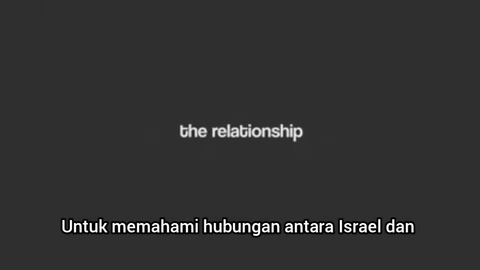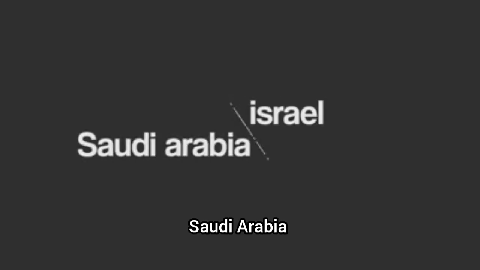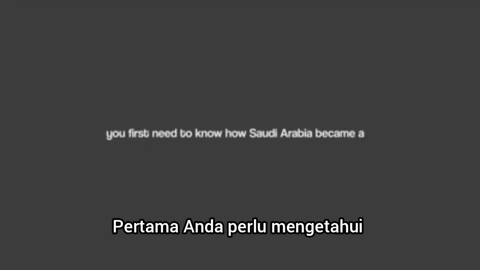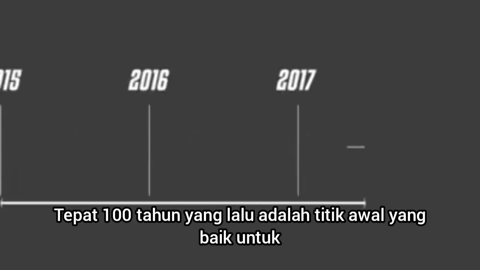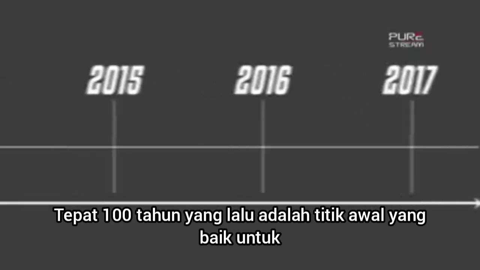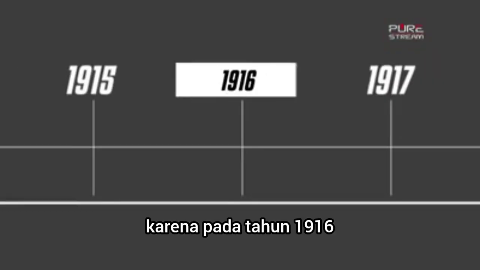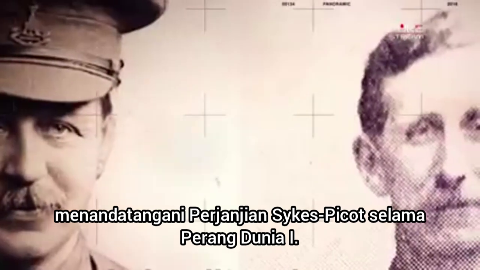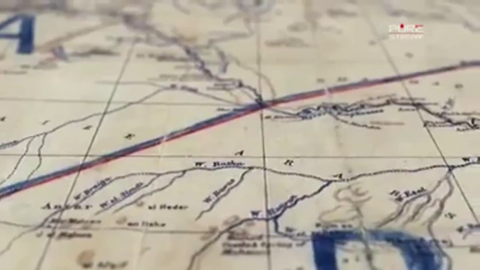To understand the relationship between Israel and Saudi Arabia, you first need to know how Saudi Arabia became a country. Exactly 100 years ago is a good place to begin a brief analysis of this region, for it was in 1916 that the British and French, along with Russian backing, signed the Sykes-Picot Agreement during World War I.